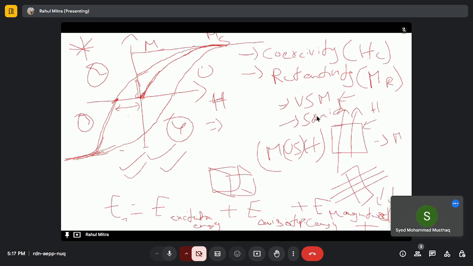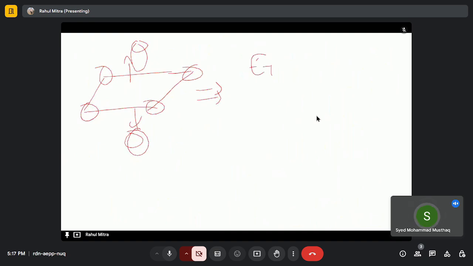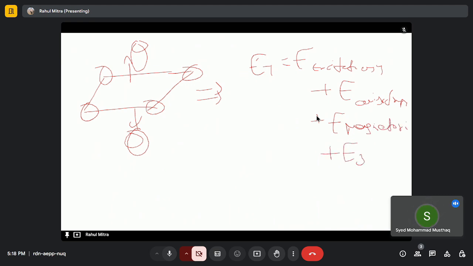And the final term, let me write it here. The total energy is the excitation energy plus the energy from anisotropy plus the energy from magnetoelastic, magnetostrictive. The final term is the Zeeman interaction. Zeeman interaction is nothing but the interaction with the external field. So this is my total energy.